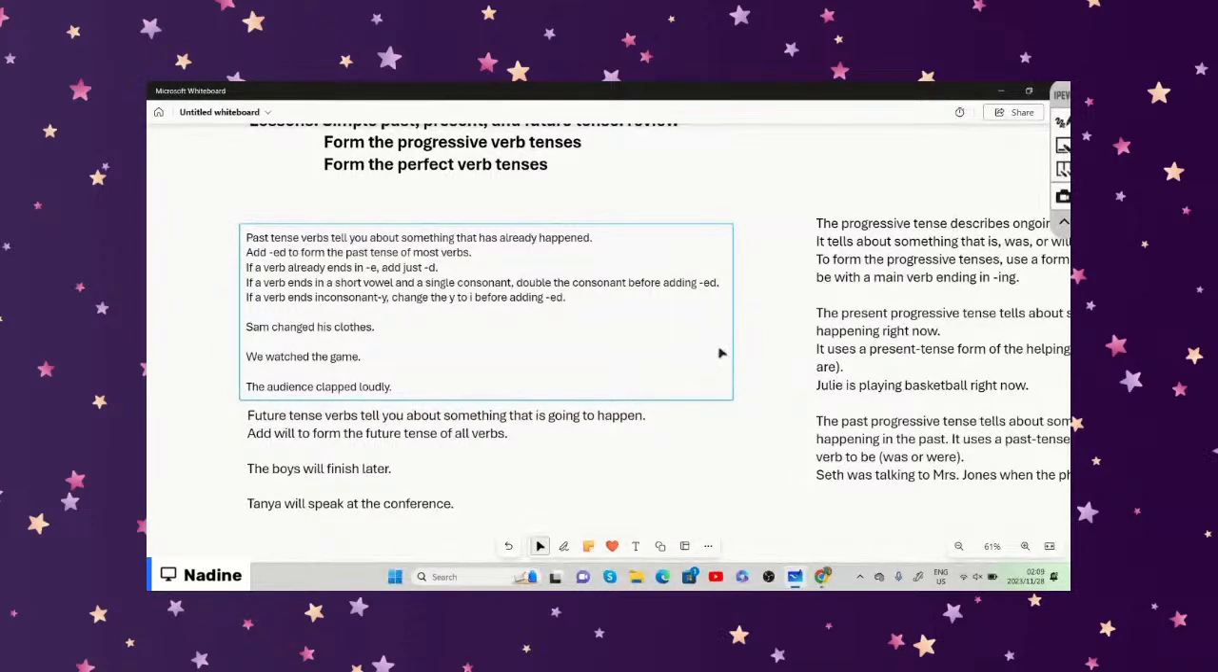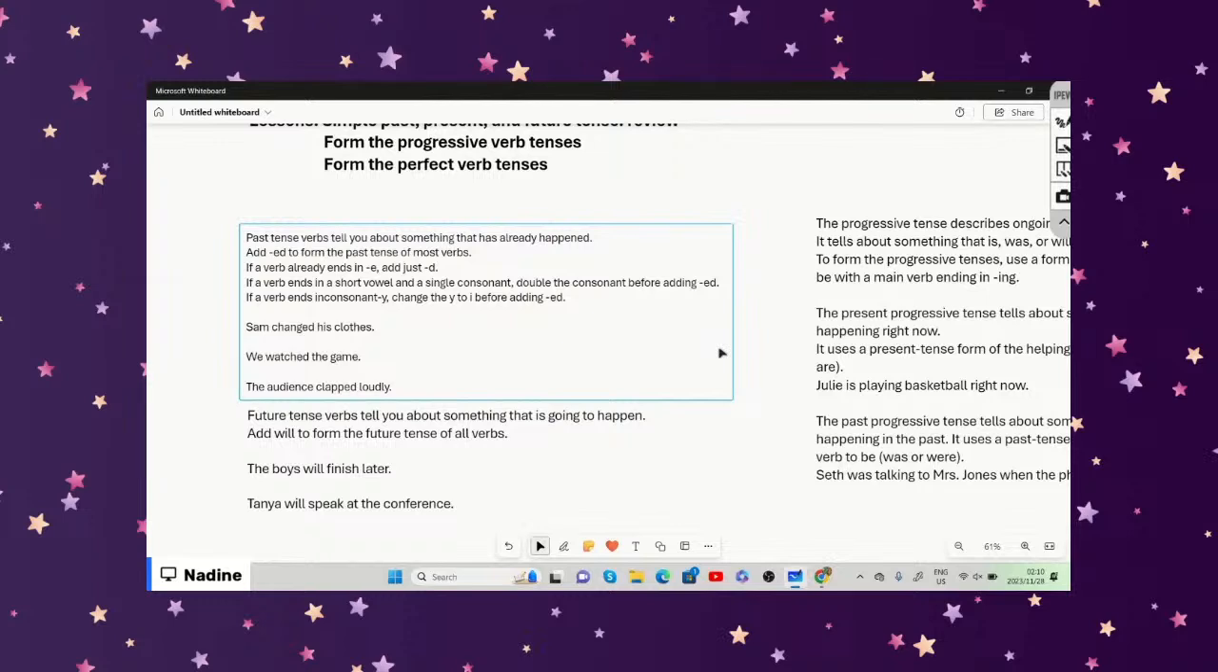If a verb ends in a short vowel and a single consonant, then we double the consonant and add an ED. And if the verb ends in a consonant followed by Y, then we change the Y to I and we add ED. We are going to make a few examples about those.